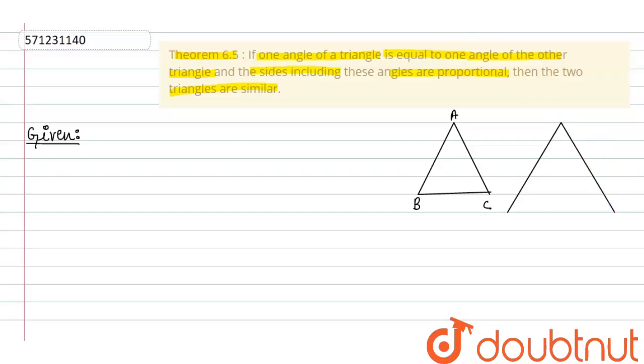So firstly, the given part of the question is saying two triangles, so we have to draw the triangles first, then I can write the names of the triangles. So this is triangle ABC. Another triangle I am going to draw, triangle DEF.